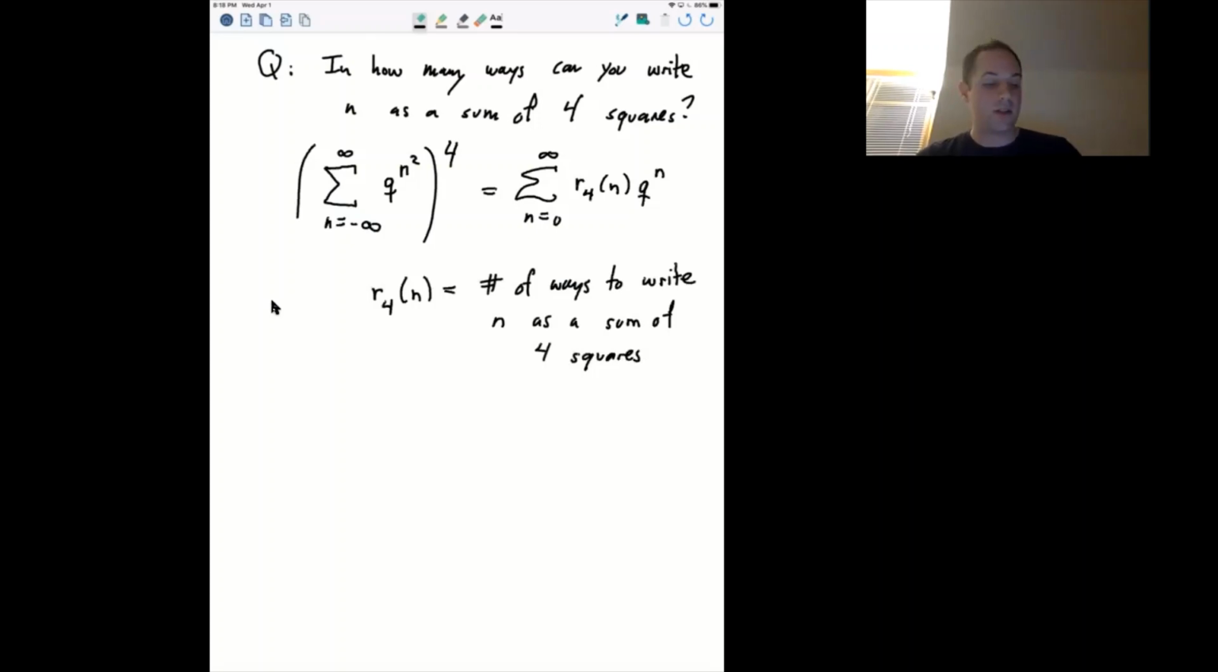Okay, so this fact is completely obvious if you write it down. So what happens when you try to expand out this infinite product of 4 infinite series? If you combine the terms, you find that each term of q to the n that appears has to be obtained by multiplying together a term from each of these 4 things, right? And when you multiply q to the n squared times q to the m squared, it's q to the n squared plus m squared.